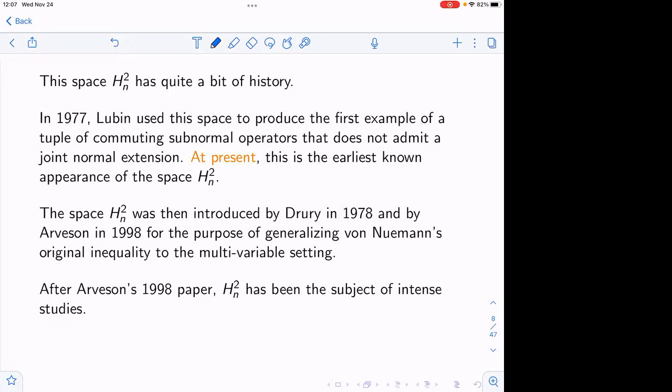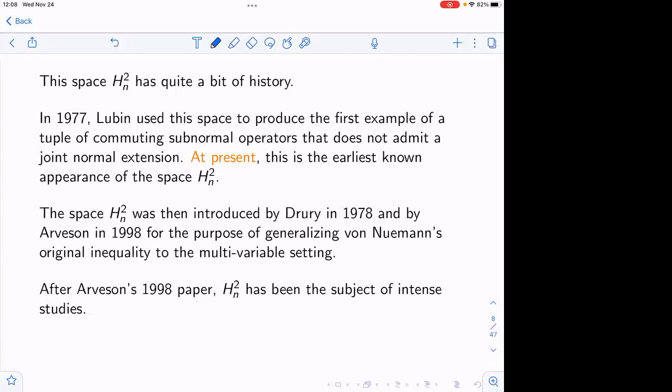So as far as I know, this 1977 paper appears to be the earliest paper where the space that we call H2n appeared. The space was also introduced by Drury in 1978 and by Arveson in 1998. Their purpose was to generalize the von Neumann inequality to the multivariable setting.